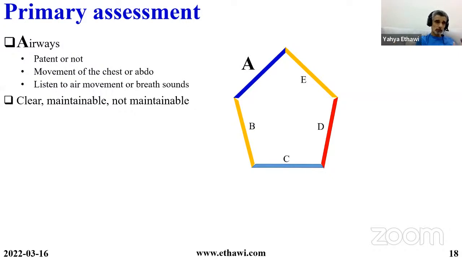When you intervene, it's a primary, secondary, and diagnostic test. In the primary assessment, we have A, B, C, D, E. In A, it's airway. So you look if the airway is patent or not, if there is chest movement or not, and if there is good air entry, or there is air entry or not, and whether there is other sound. So this is your evaluation, and then your identification: clear, maintainable, not maintainable.